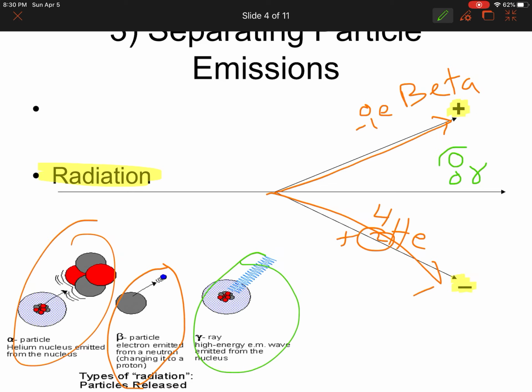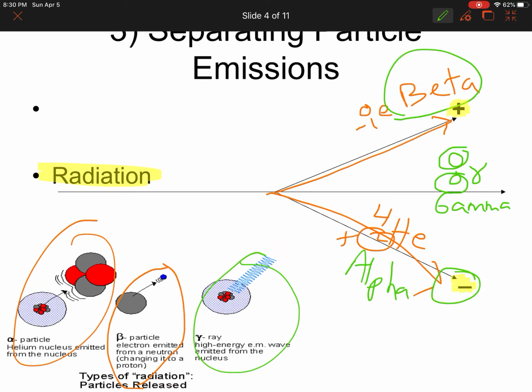This tells me I have no mass and, most importantly, no charge. So gamma goes right through, because gamma has no charge, so it's not going to bend towards a positive or negative. Very simple, guys. Beta, which is negative, will go towards the positive. The alpha particle, which is 4,2He, positive 2, will go towards the negative, while the gamma goes straight through because gamma has no charge.